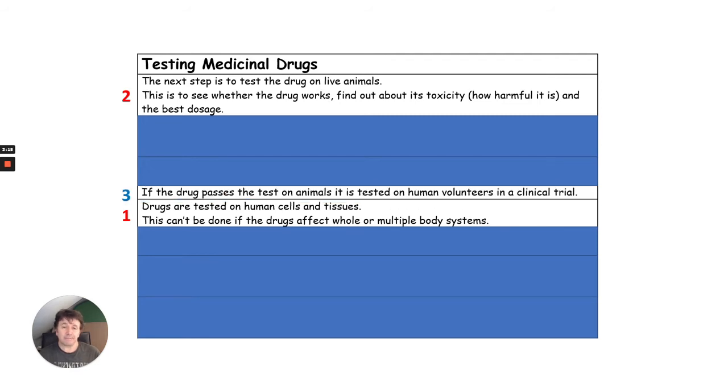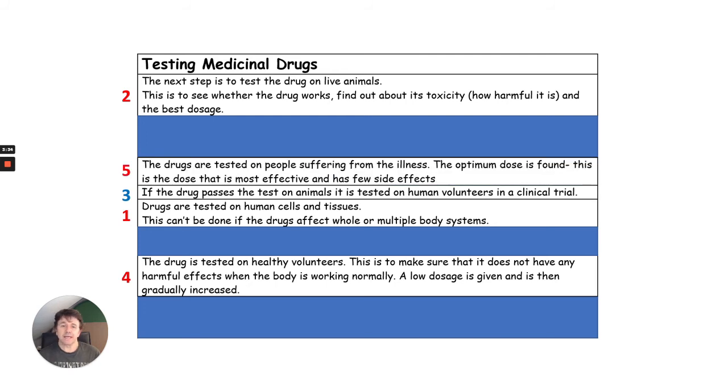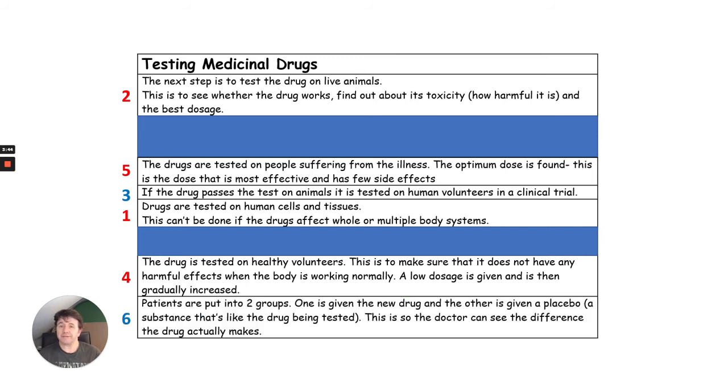If it passes that, it's then tested on human volunteers, and these are healthy volunteers in a clinical trial. And this is to make sure that it does not have any harmful effects when the body is working normally. So a low dosage is usually given and it then is gradually increased. Then they're tested on people suffering from the illness itself. So they need to try and find the optimum dose. So that's the dose that's most effective with few side effects.